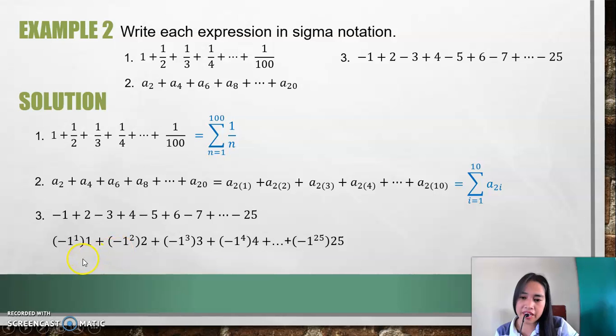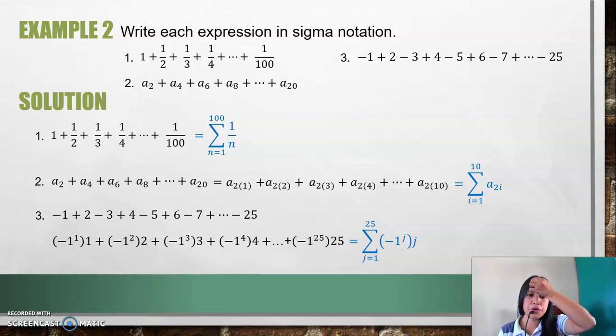So, from this, we can conclude that this can be represented as the summation of negative 1 to the power of j times j, from j equals 1 to 25.